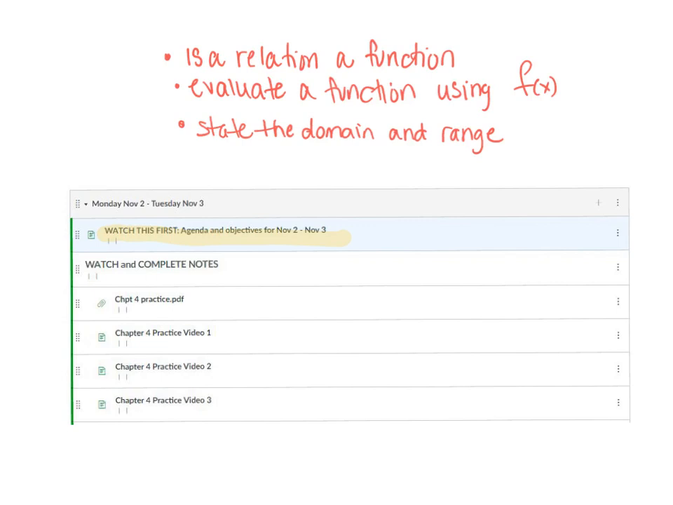As we go through this, our objectives in this chapter, as we're at the review part, are being able to determine if something is a function, looking to make sure there are no repeats in the input, and that it passes the vertical line test. We are evaluating functions using f of x, that function notation, and being able to determine and state the domain and range. So those are our 3 big ideas for this chapter.